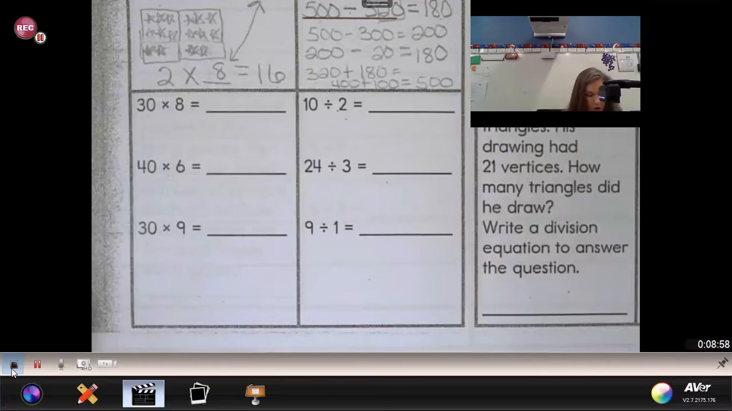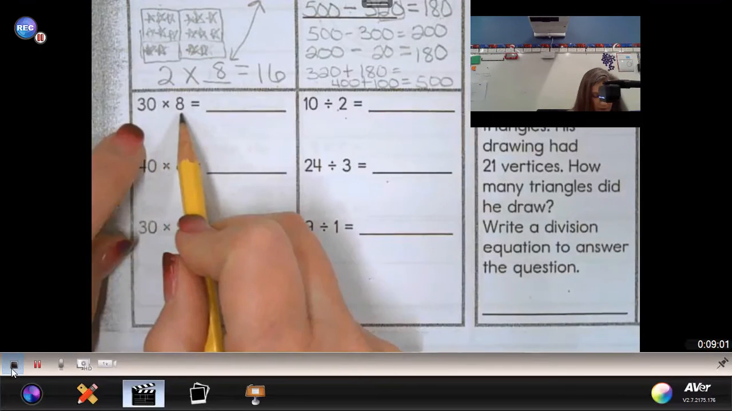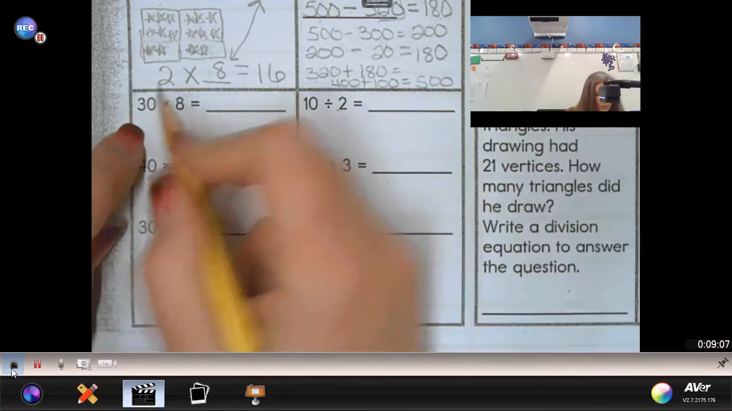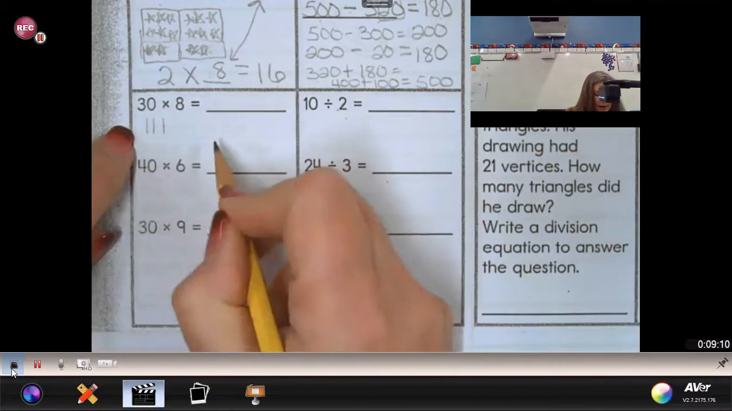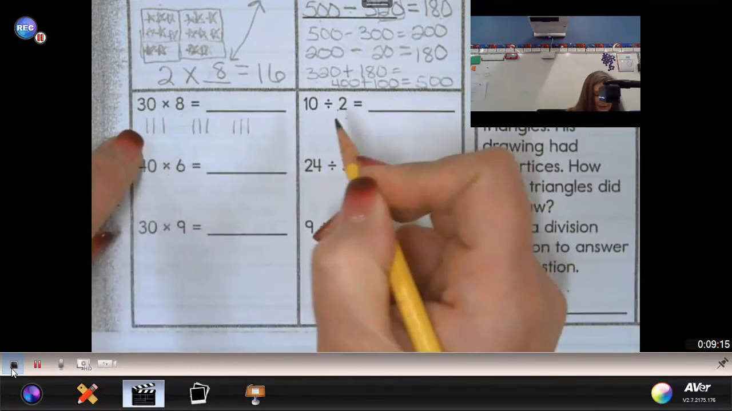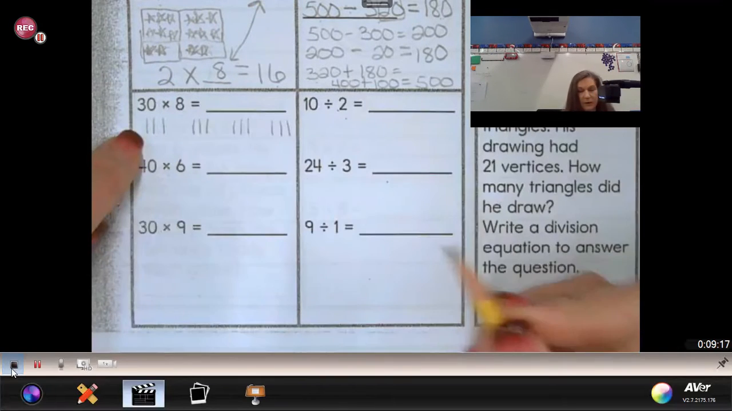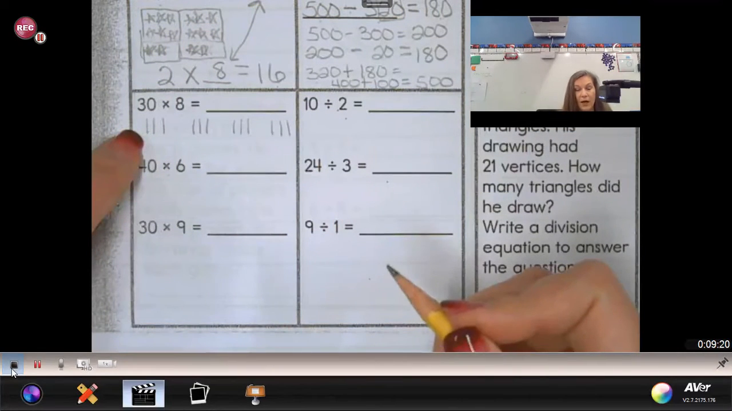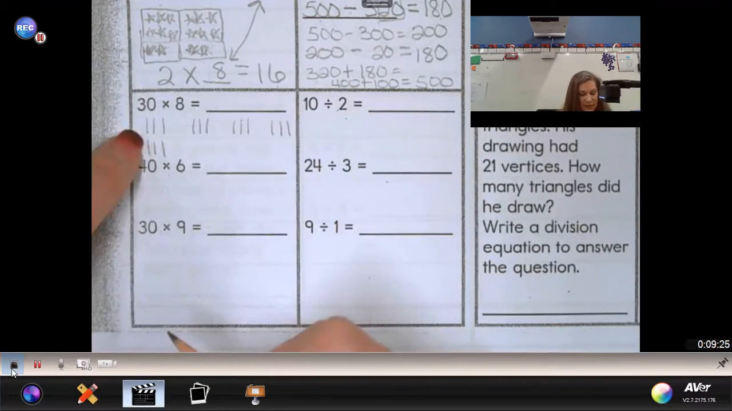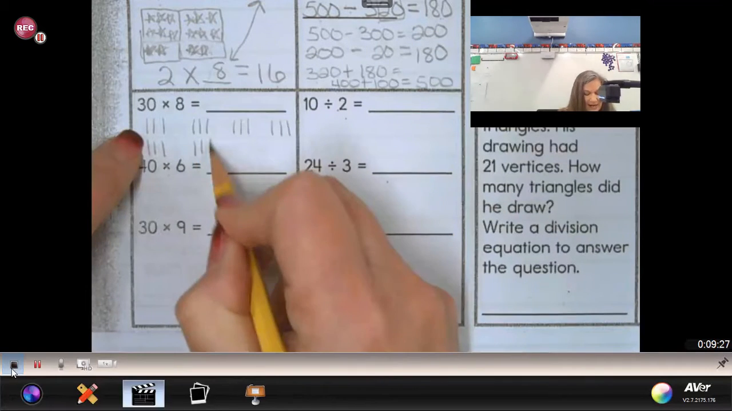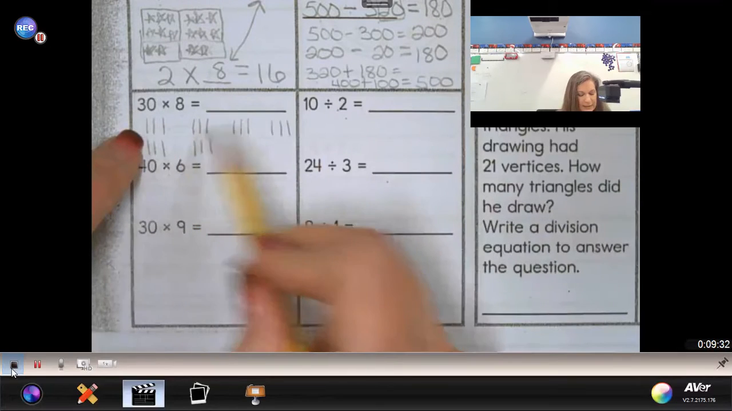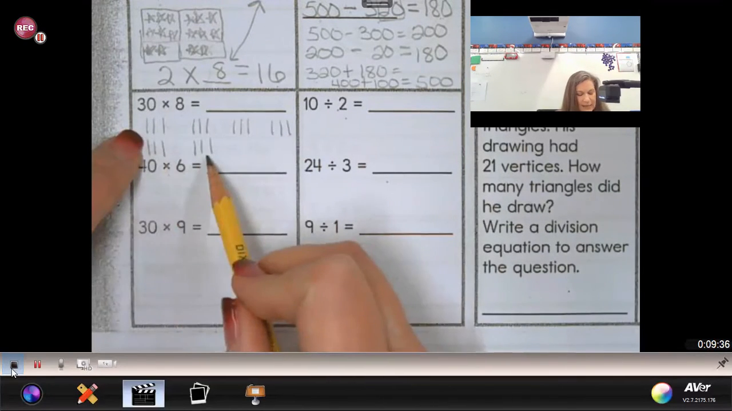We have 30 groups of 8, or we could say 8 groups of 30. So if we had 30, and then another 30 would be 60, and another 30 would be 90, and another 30 would be 120. 30 more would be 150, 180. Now, if you're thinking about threes, count by threes. It would be 3, 6, 9, 12, 15, 18.